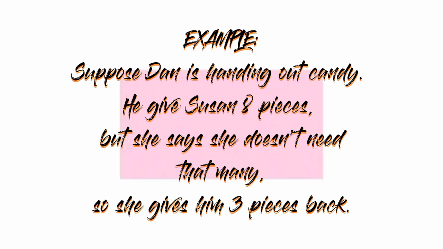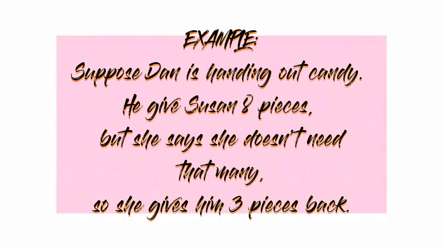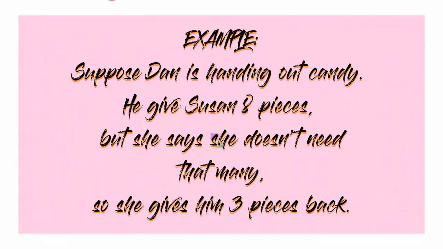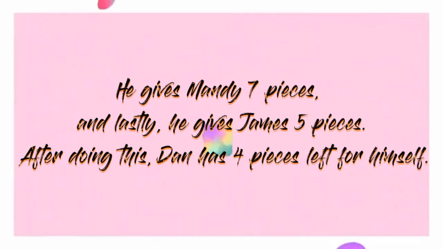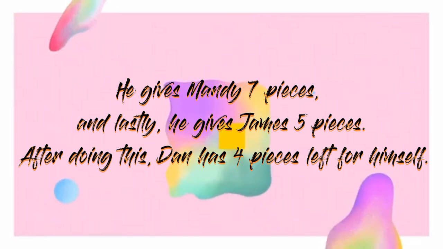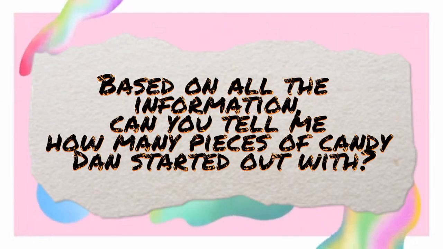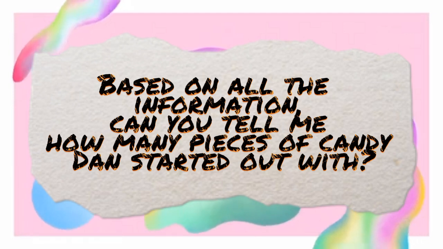Just for example, suppose Dan is handing out candy. He gives Susan 8 pieces, but she says she doesn't need that many, so she gives him 3 pieces back. He gives Mandy 7 pieces, and lastly, he gives James 5 pieces. After doing this, Dan has 4 pieces left for himself. So based on all the information, can you tell me how many pieces of candy Dan started out with?